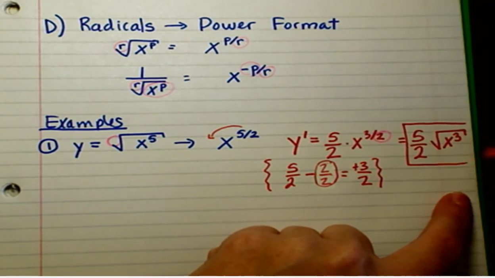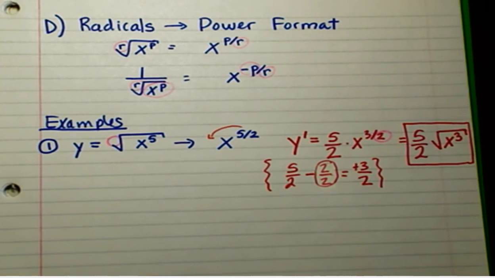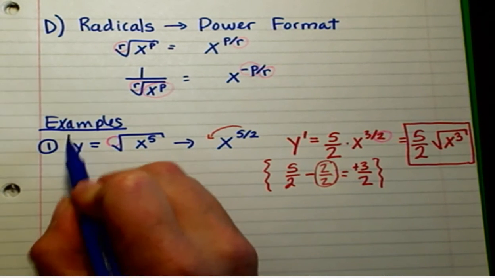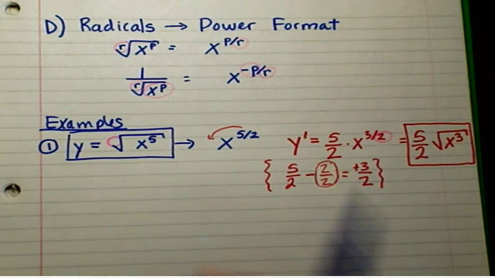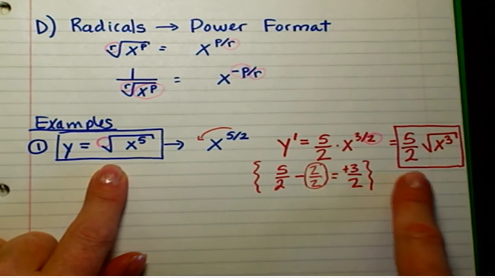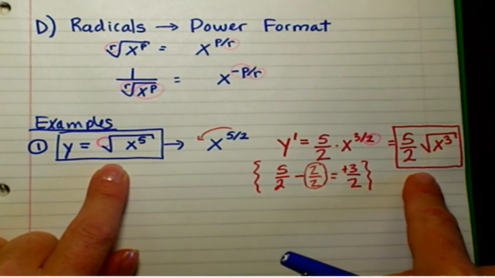And it is okay to leave your radical like that. We're not focusing on simplifying our radicals. We're just focusing on doing the power rule and putting it back into that format. Okay, so we started here. I started with a radical. I ended with a radical.